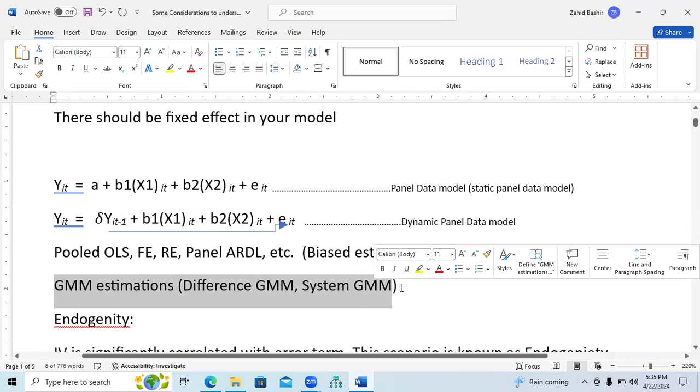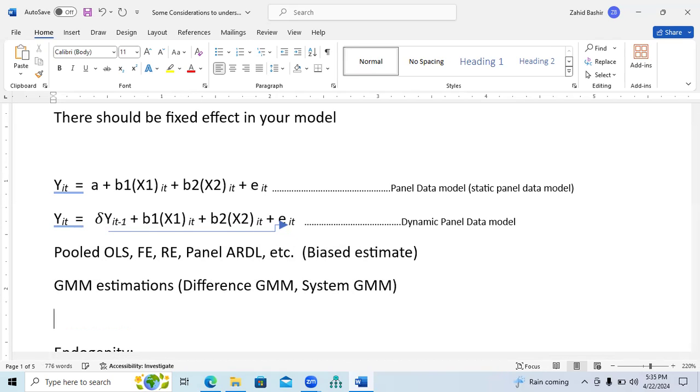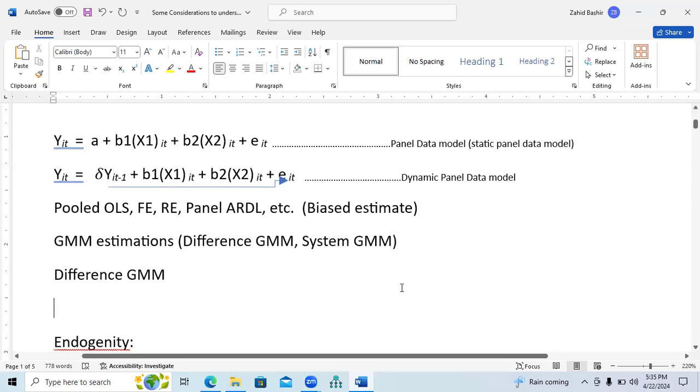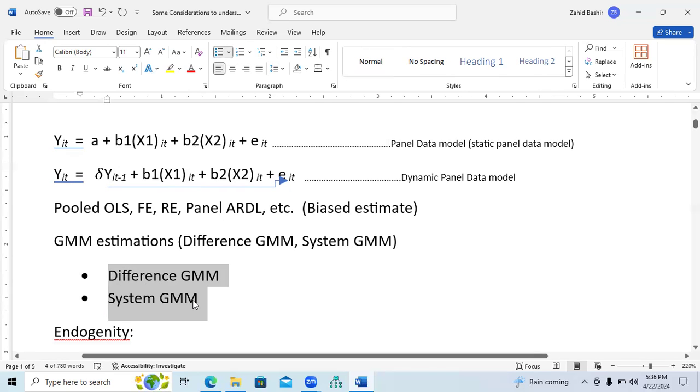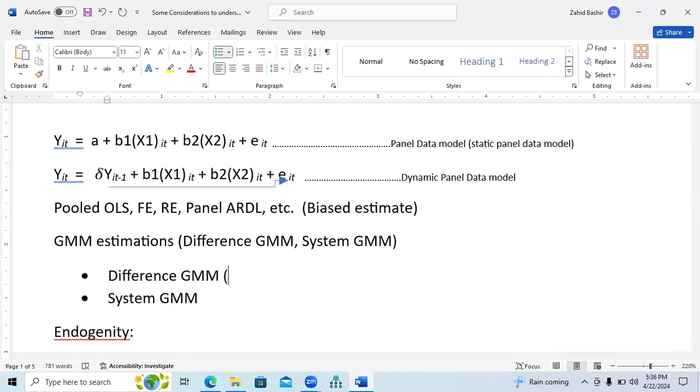So what is the difference between both of these methods and how are they applied? We have two methods, difference GMM and system GMM. Always remember that these are basically classified on the basis of certain assumptions. For example, in 2001, this method was introduced.